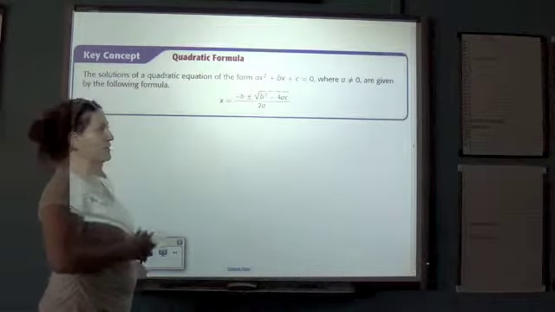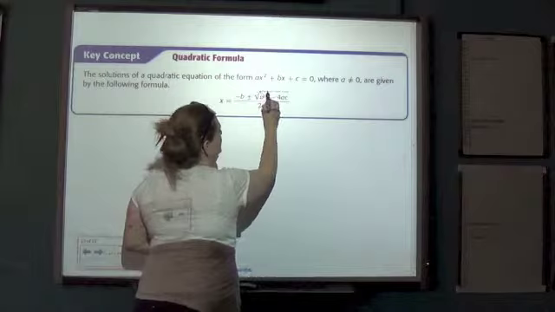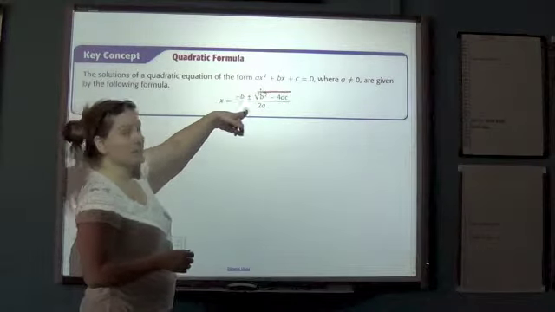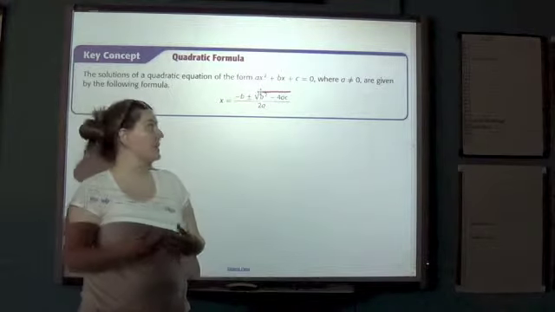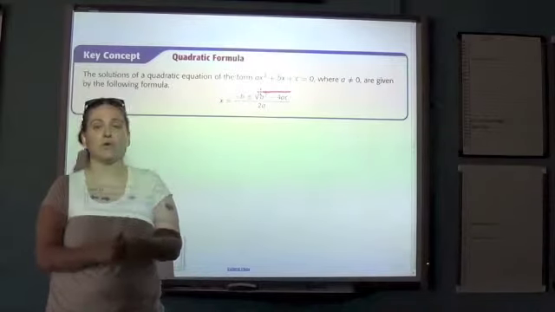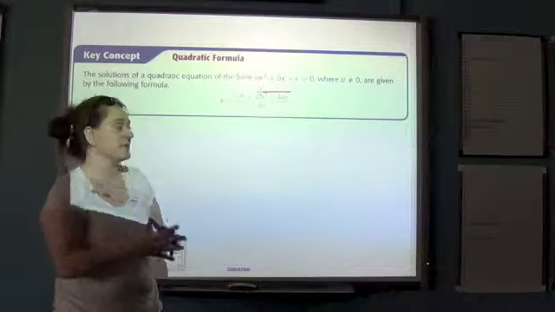All right, quadratic formula, so here we go. But the formula is negative b plus or minus square root of b squared minus 4ac all over 2a. Memorize that formula. I don't care how, but memorize it.